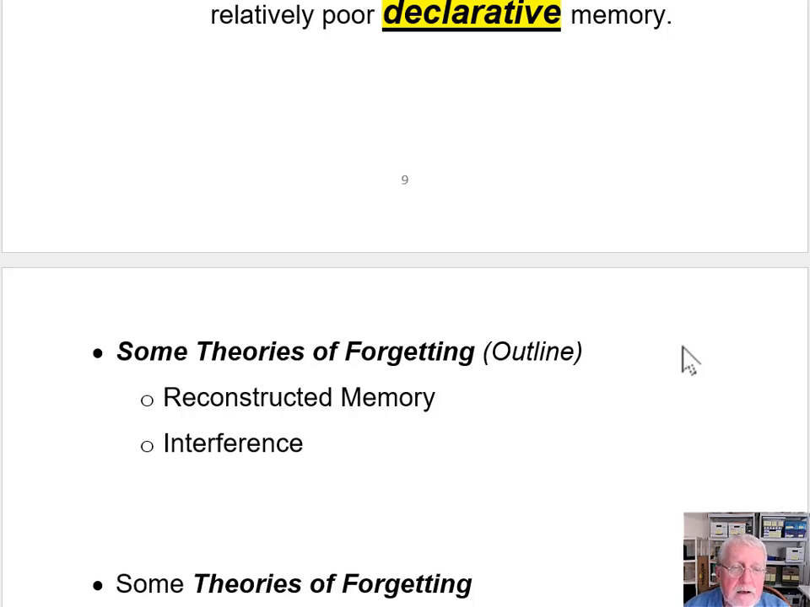It's not the case that all forgetting is due to interference. It's not the case that all forgetting is due to decay. It turns out there are multiple forces that contribute to forgetting. I'm going to discuss two prominent theories of forgetting here: reconstructed memory and interference.